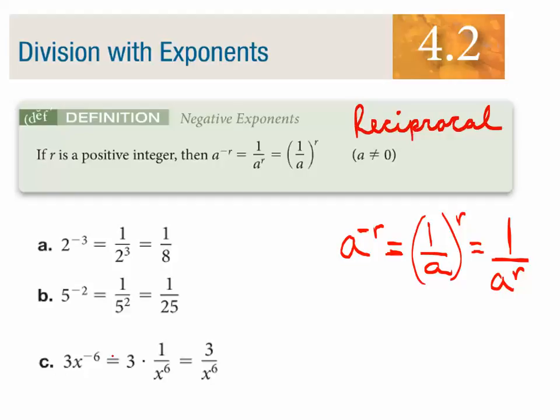Alright, and C, the one that students get mixed up on. Notice there's no parentheses around the 3 and the x. If there are no parentheses, that negative 6 is only acting on the x only. Cool there? 3 separated from the x. 3 stays wherever it wants to stay, but the x has to be the one that is going to the denominator. And then simplifying over, 3 on top, x to the 6th on the bottom.